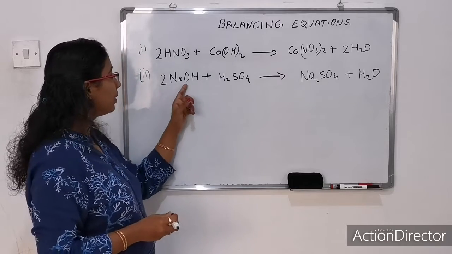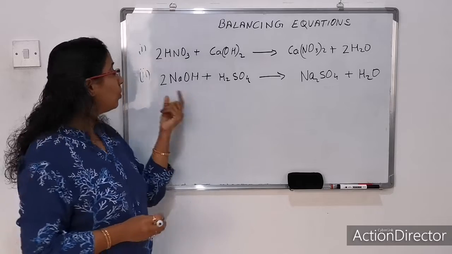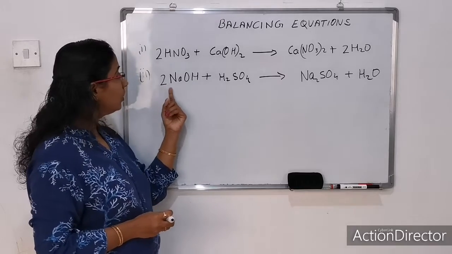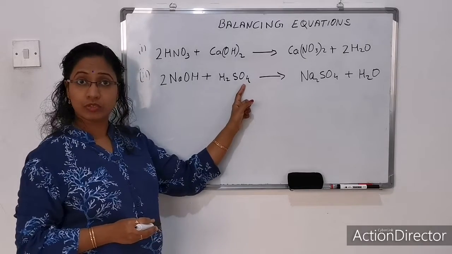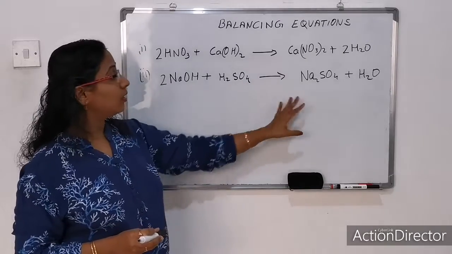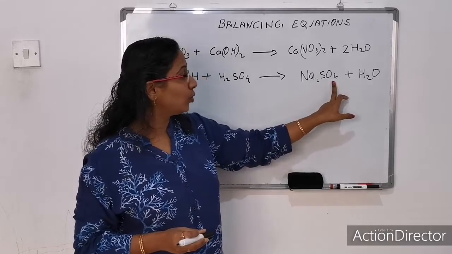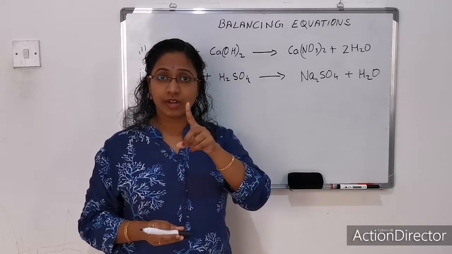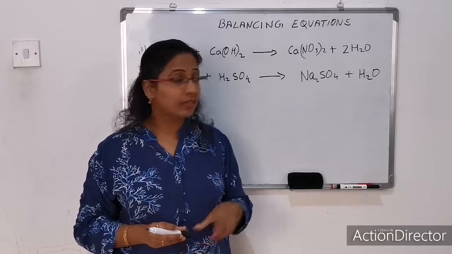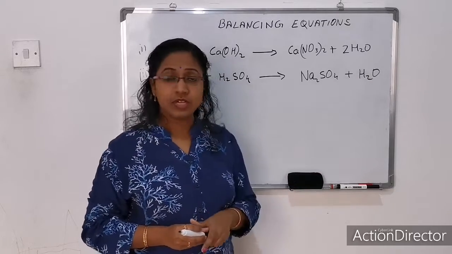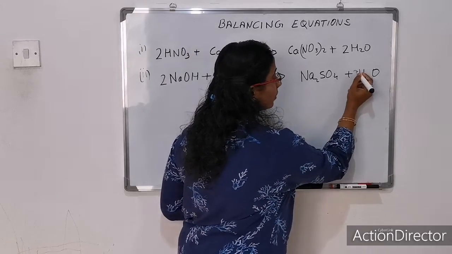Now the next element is O. O is 2. I will check. O is 2 plus here 4. So total 6 is there. Now let's check over here. This is 4 and this is 1. So I need to make this 6. This is 4 plus 1, 5. So I will add what?